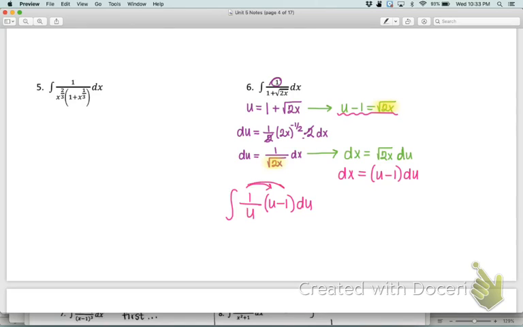Now we can distribute this 1 over u, and that gives us the antiderivative of 1 minus 1 over u du, and that we can certainly do.